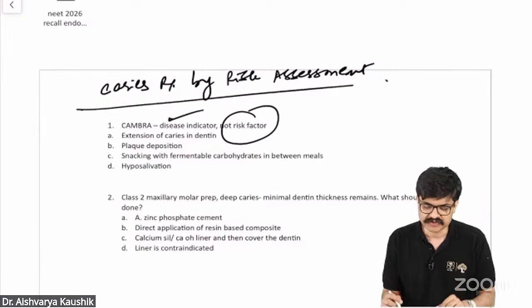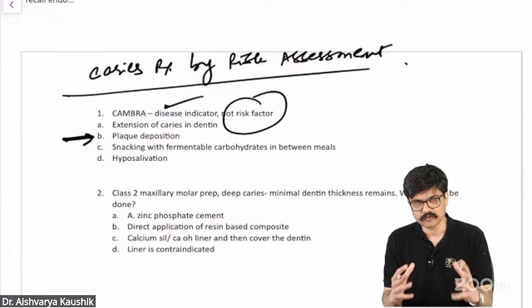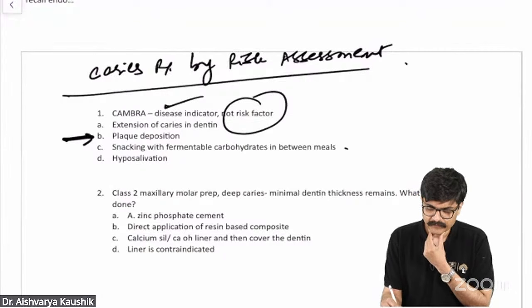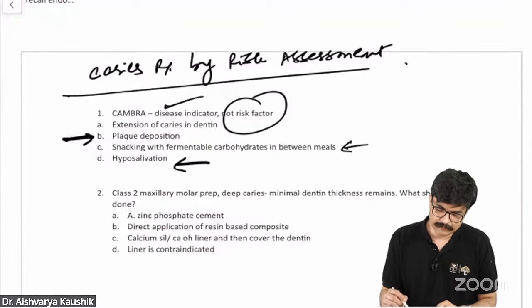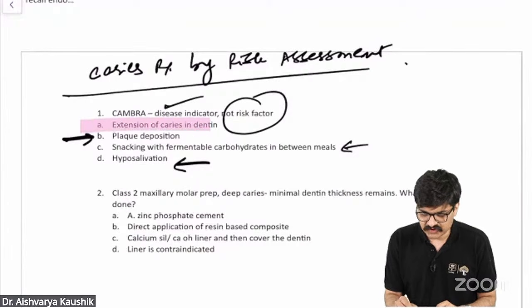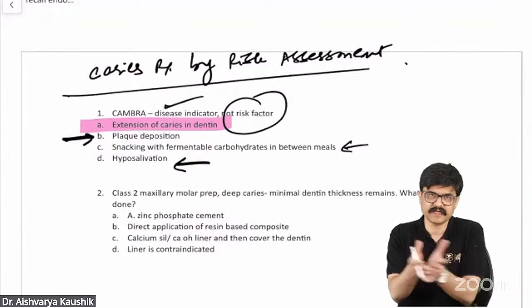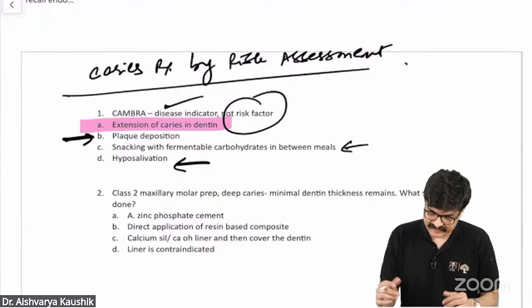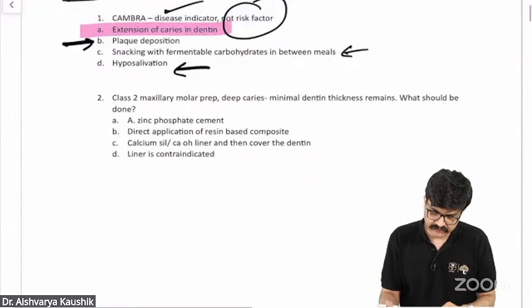So if you see the options, one is plaque deposition. It's a risk factor, isn't it? You have more plaque, you have more microorganisms, you have more caries. Snacking is again a risk factor. Hyposalivation is a risk factor. What is a disease indicator? Extension of caries into the dentine, right? So clinically or radiographically, if you see that caries are extending deep into the dentine, it's a disease indicator. Yes, so that's the answer. So the first question, CAMBRA's answer, is extension of caries in dentine.